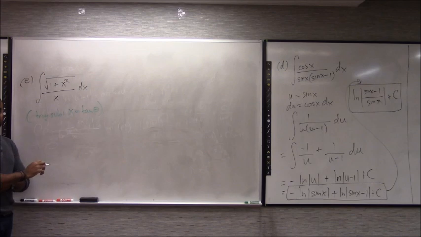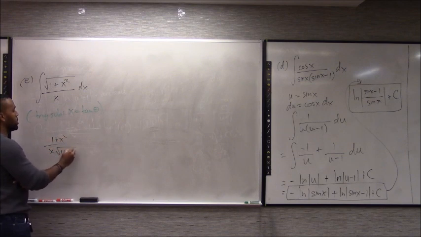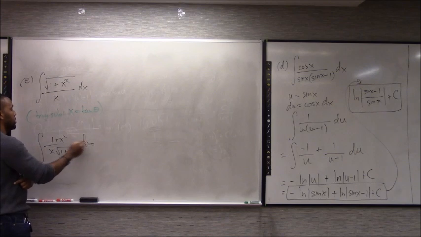Go again, another stab at it. Multiply top and bottom by the numerator. Get rid of the radical top. Okay, so you'd end up with 1 plus x squared over x times radical of 1 plus x squared. Does that make your life easier?